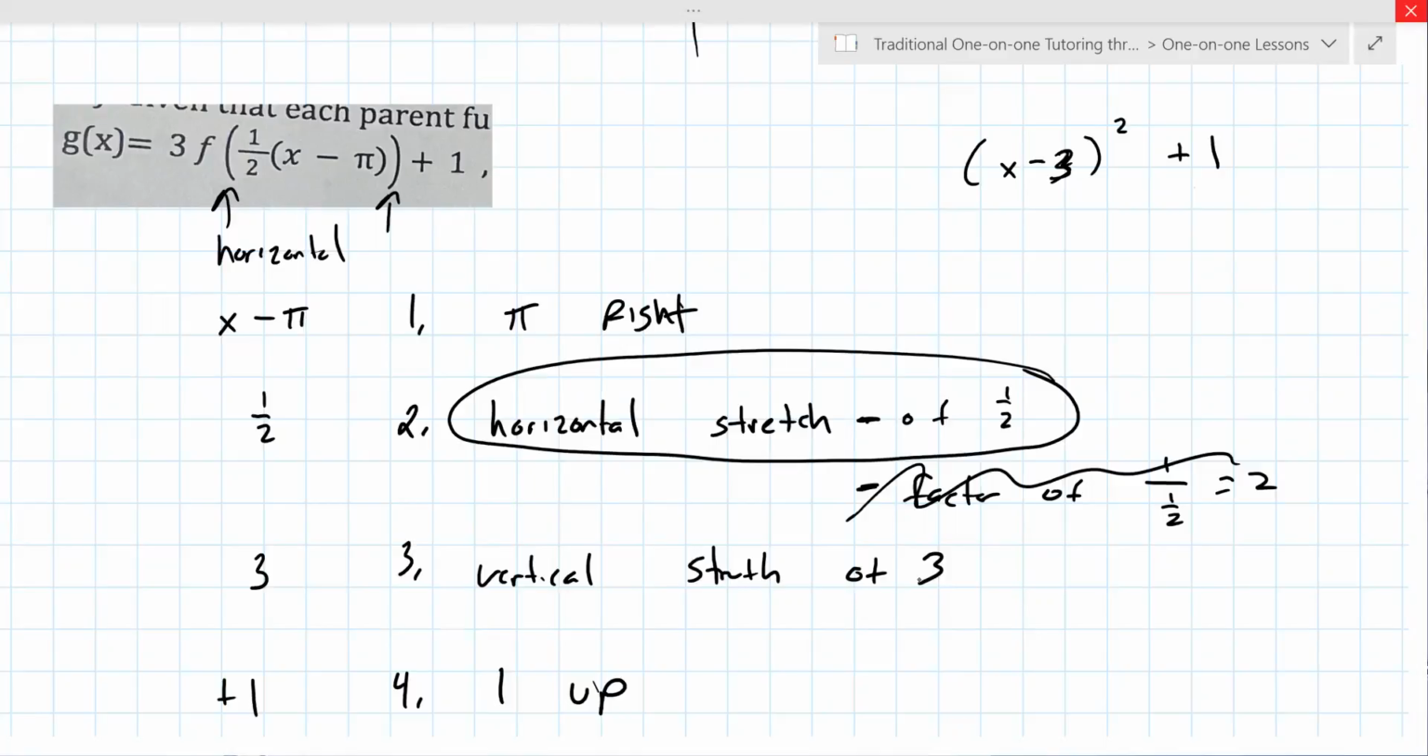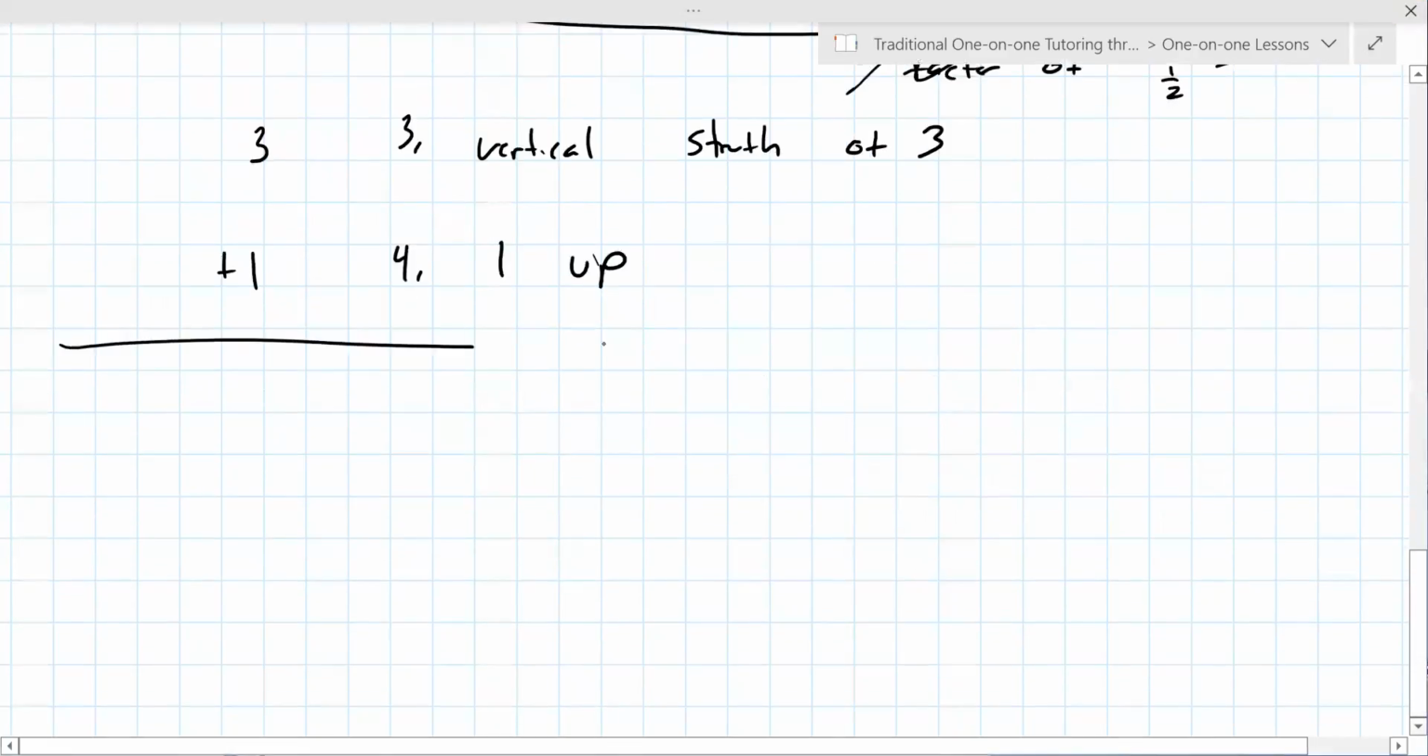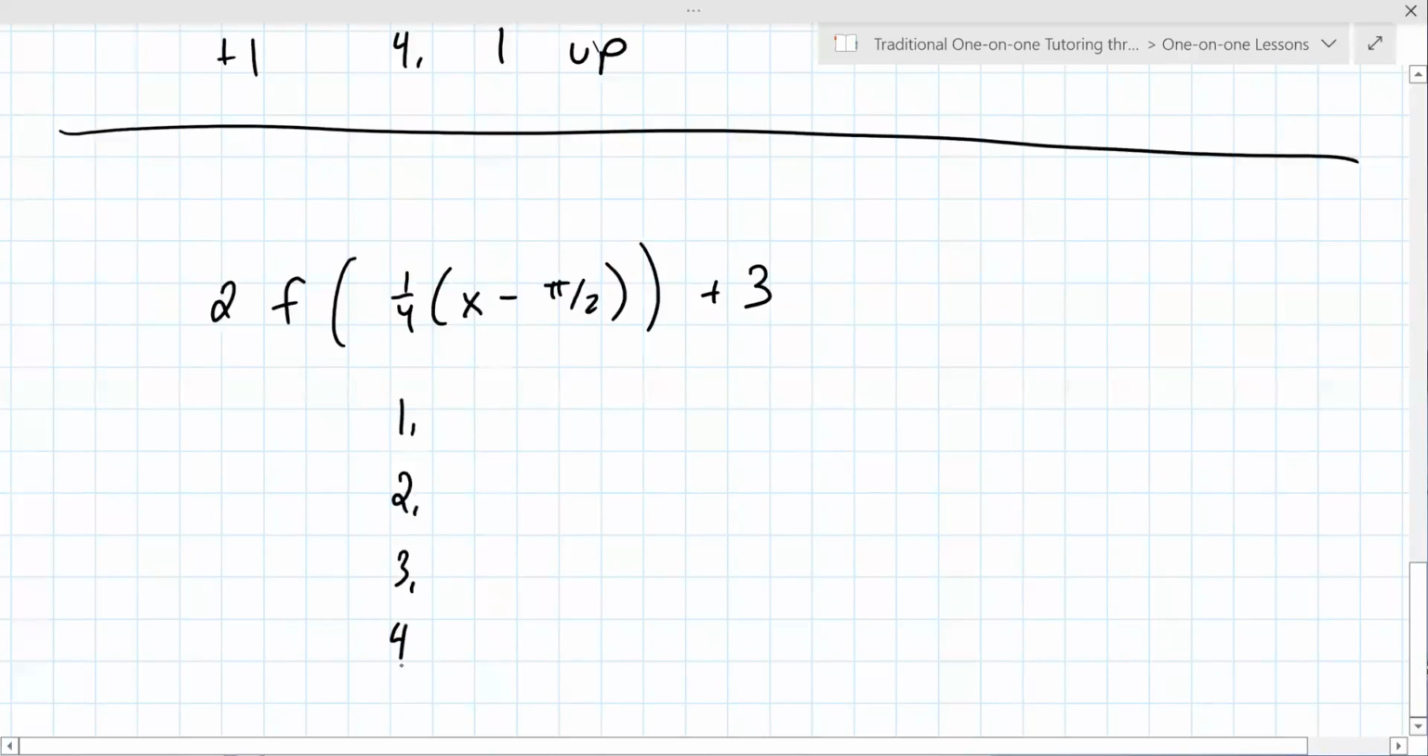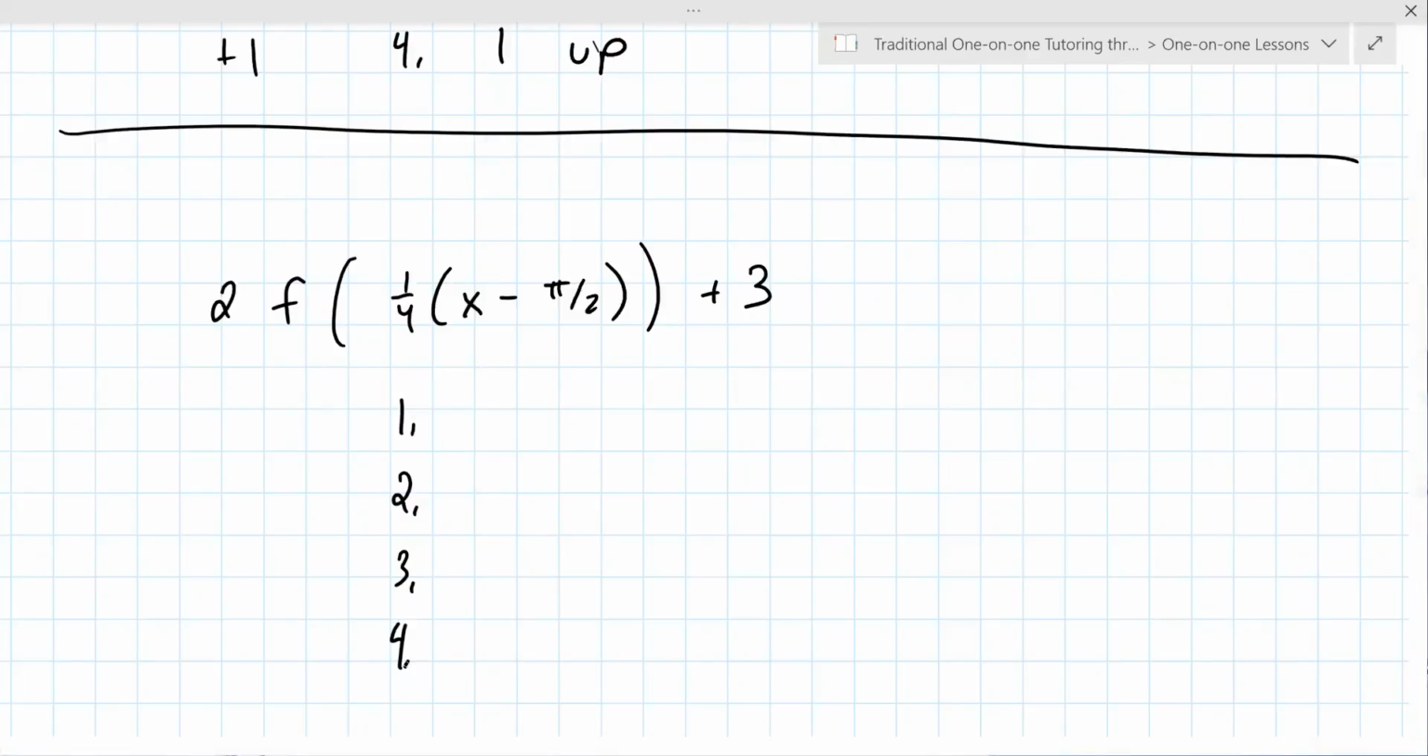Okay, so let's do another one like this one. We'll just do slight variations on the numbers to get you to write down the correct kind of wording here. So let's go 2f of 1/4 x minus pi over 2 plus 3. So again, there are 4 transformations here. I've made only numerical changes from the previous one. Will you give this a try, please?